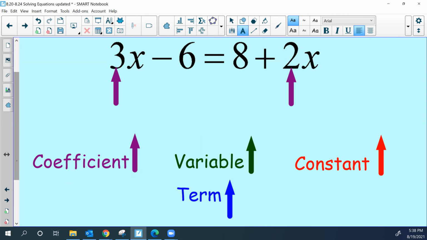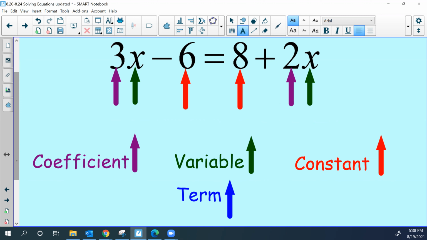All right, so coefficients are any of the numbers that are in front of variables. A variable is going to be any of our letters. So in this case, it would be X. If we had A in the equation, it would be A or B or C or whatever letter it is. Those are considered variables. Constants, on the other hand, are going to be any of our numbers that do not have letters on them. So -6 and 8 would be considered constants.